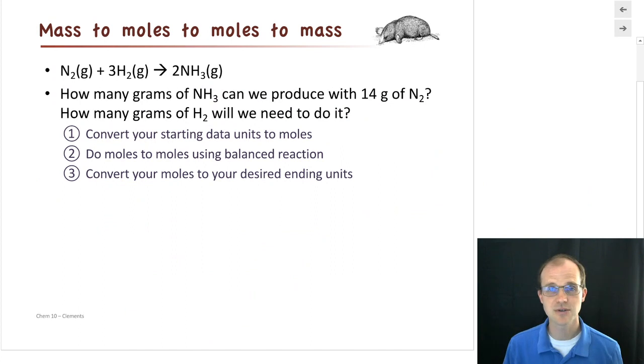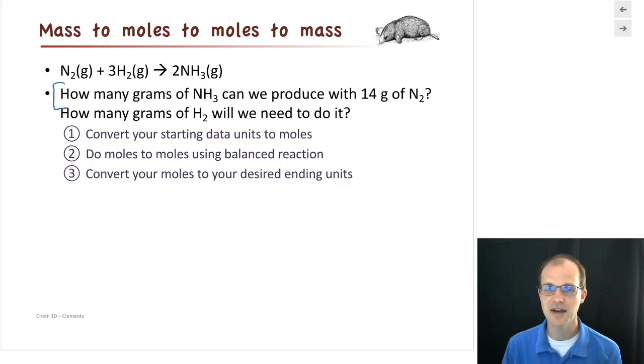So we're just going to do a couple examples. That's always the easiest way to figure out how this stuff works, is to actually make it work. So I've got this balanced reaction here that says nitrogen and hydrogen react to make ammonia. But you see we need 3 hydrogen molecules in order to react with 1 nitrogen molecule. And if we do that, we create 2 ammonia molecules. So we're going to answer 2 different questions. The first question is, how many grams of ammonia can we produce with 14 grams of nitrogen?